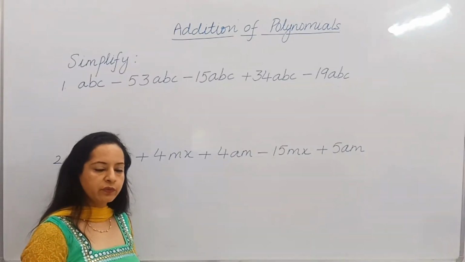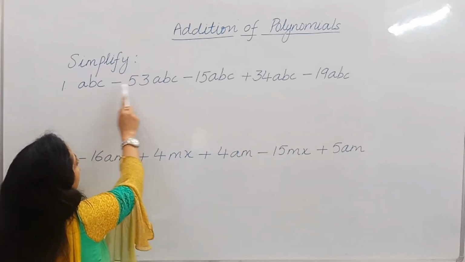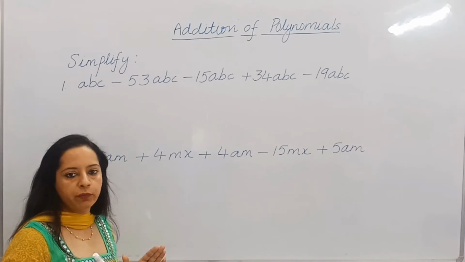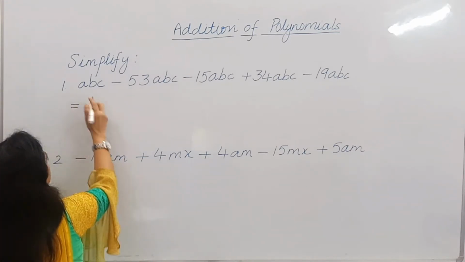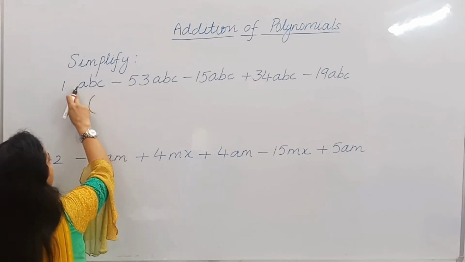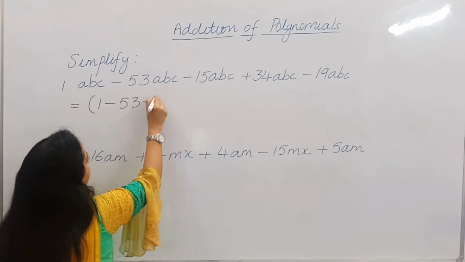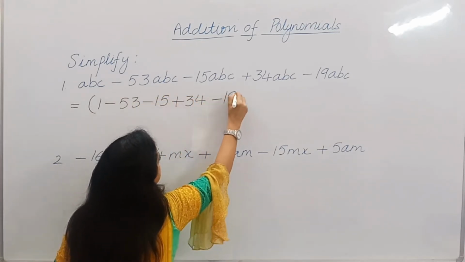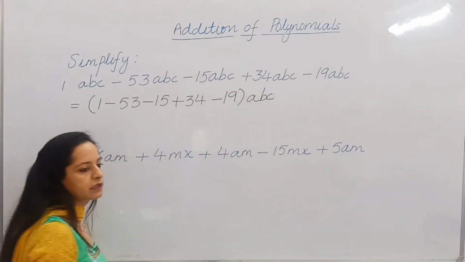And next question here we have. In this case also, all these are like terms with the same literal coefficient but different numerical coefficients. Putting numerical coefficients together, since ABC does not have any coefficient, that means the coefficient is 1. Here minus 53, minus 15, plus 34, minus 19. Taking the literal coefficient common outside the brackets.